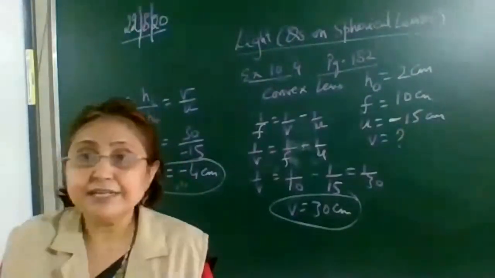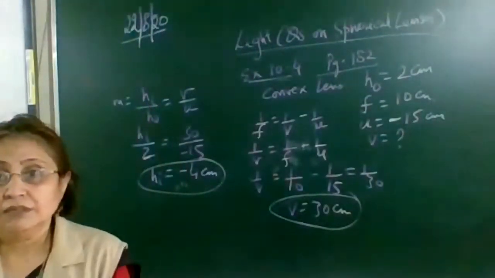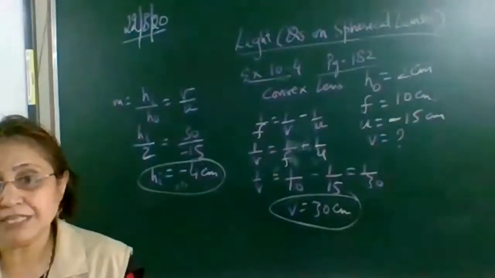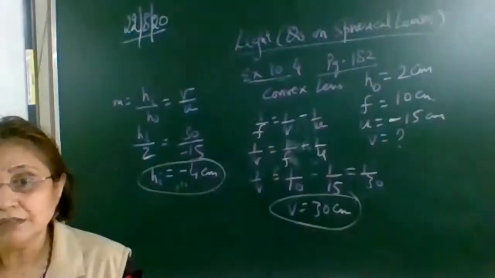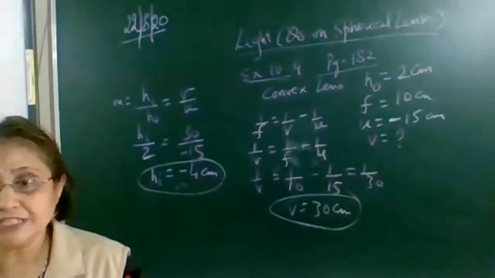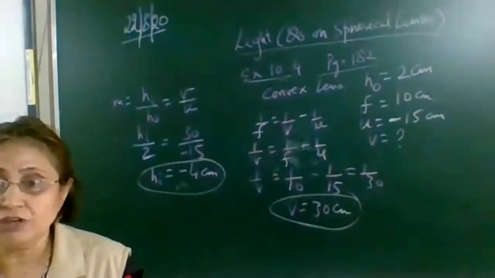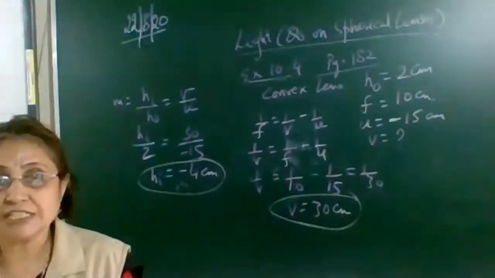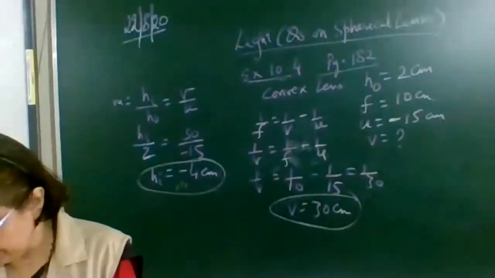Okay, so what is the height of the image? As the height of the image is coming negative, it means it is an inverted image, and we know that inverted images are always real. So what is the nature of the image? It is real and inverted.